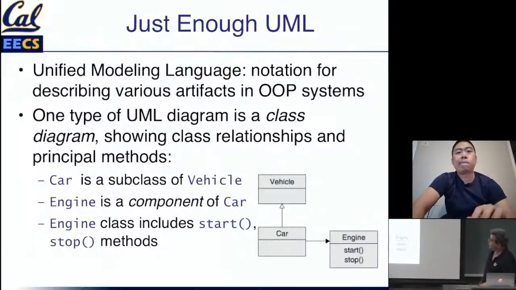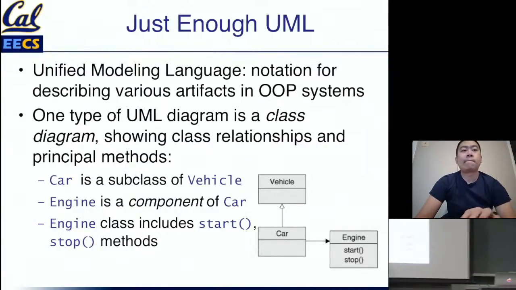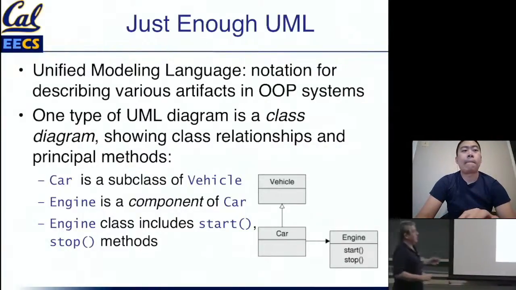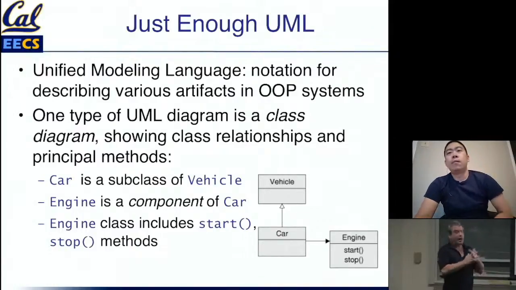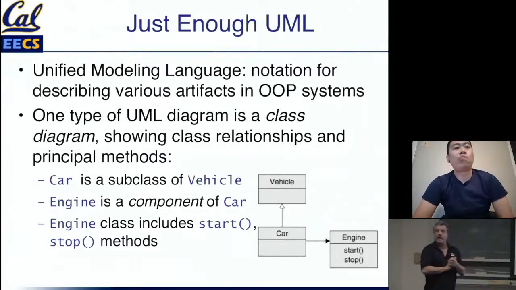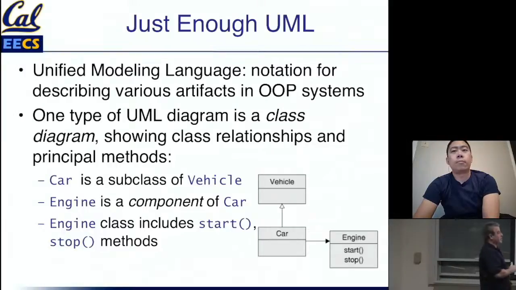So UML is really more like a set of types of diagrams than a language. It's not like a programming language, but it is a set of notations for describing various structures in an object-oriented system. There's a zillion different UML diagrams, but the most common kind, which we're going to use a lot, is the class diagram that shows the class relationships, and sometimes shows some of the most important methods in the class.